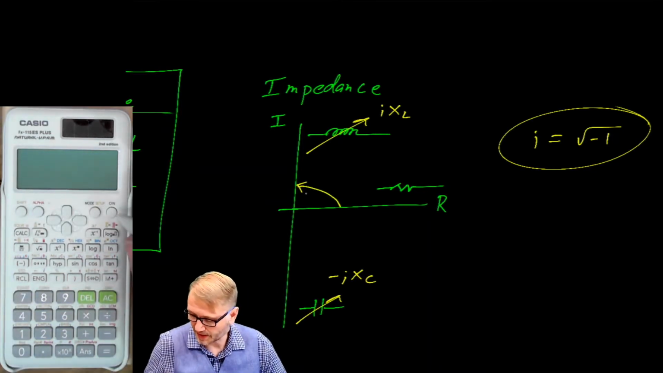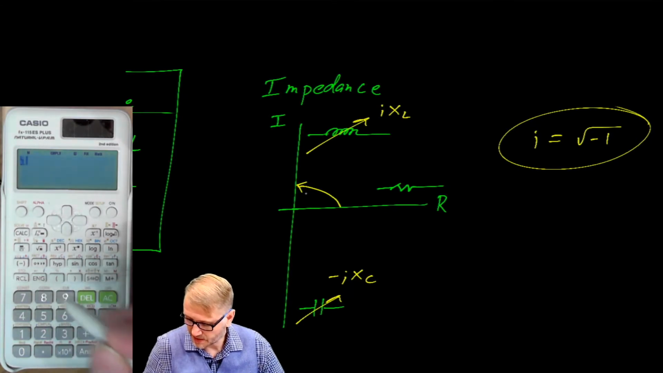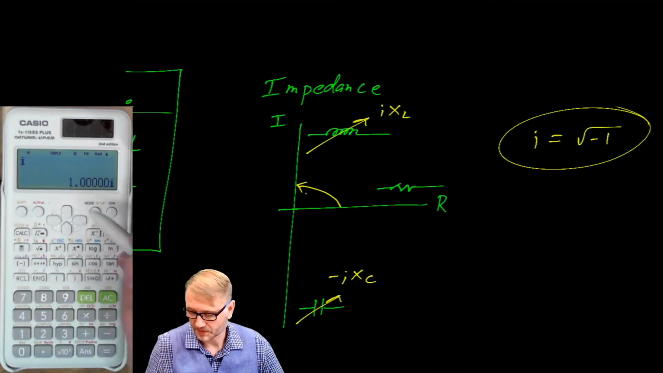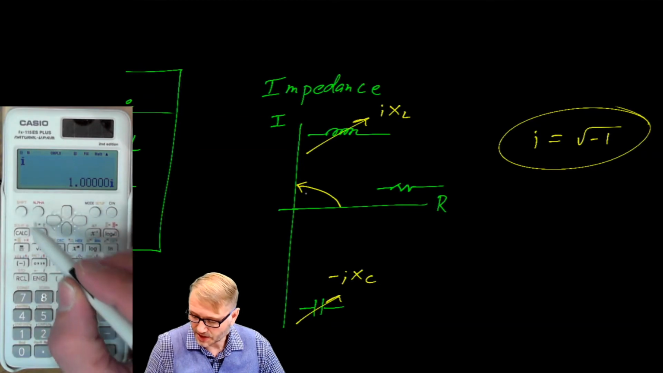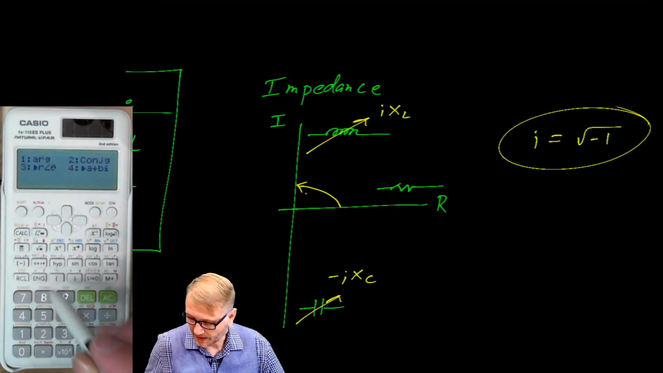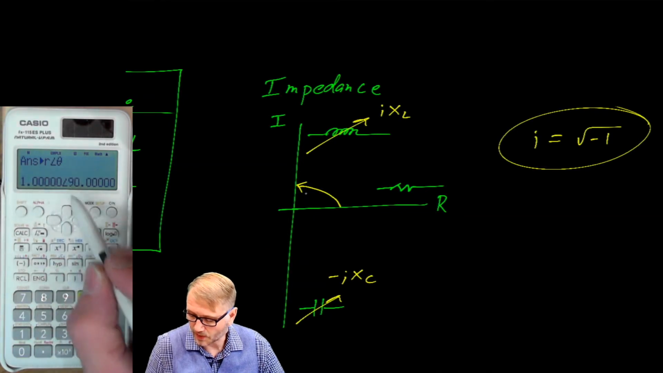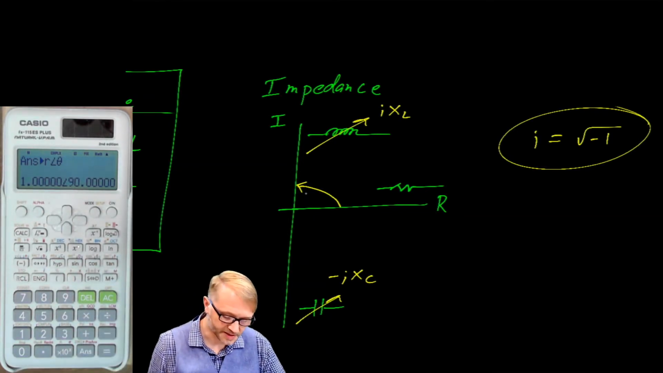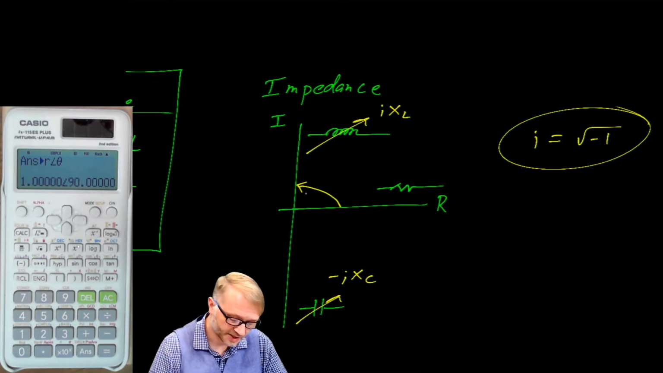And you can see that on your calculator. If you just enter J all by itself, so 1J, and you shift complex and then go to polar form, you'll see that it's 1 at a phase angle of 90 degrees. So J is actually just a rotation of 90 degrees. It gets you from the real to the completely imaginary.